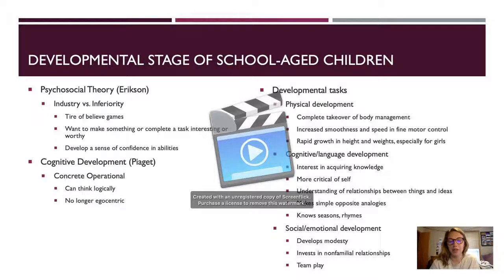For social and emotional development, they develop modesty, they invest in familial relationships, and there's team play. Especially in the investment of non-familial relationships, it's important that their friends also know about type 1 diabetes, so they're not as confused and they don't alienate the child because of it. That's why friendships are especially important during this time, because as they move into school age, they desire to invest in their non-familial relationships. But type 1 diabetes can sometimes be an obstacle to that, which I will talk about shortly.